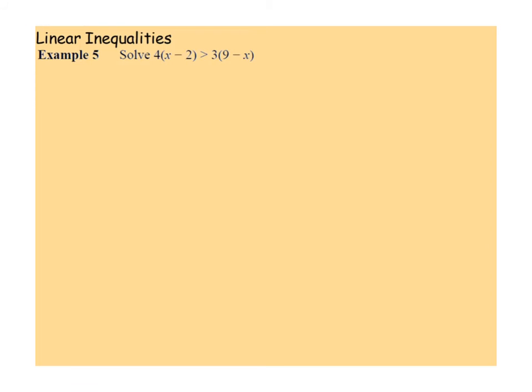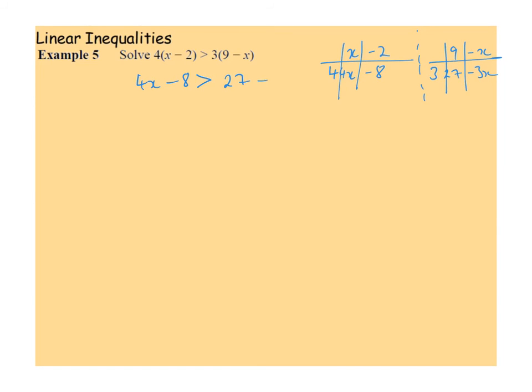So when there are brackets involved, exactly the same as when you have brackets in a linear equation, we would use the grid method to expand the brackets. So 4x subtract 8 is greater than 27 subtract 3x.